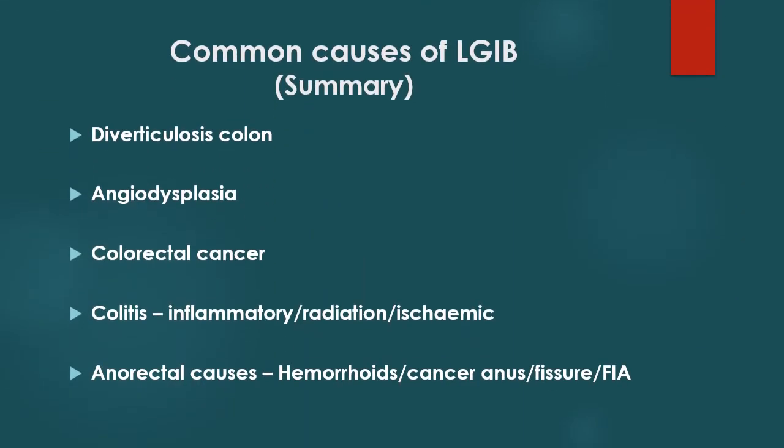This slide summarizes the common causes of lower GI bleeding in our patients. Diverticulosis of the colon, angiodysplasia of the colon, colorectal cancers, the various types of colitis, such as inflammatory, including infection, radiation colitis, and ischemic colitis. Anorectal causes, especially bleeding hemorrhoids, cancers of the anus, fissure in ano, and fistula in ano.